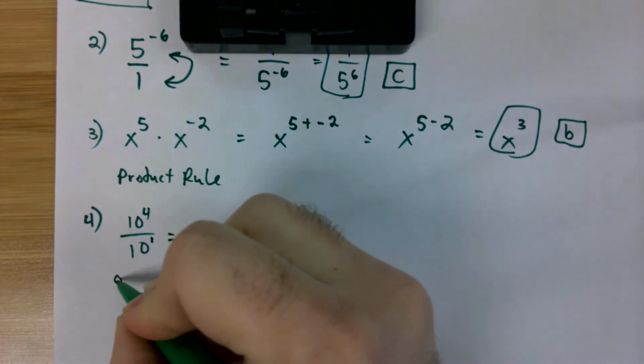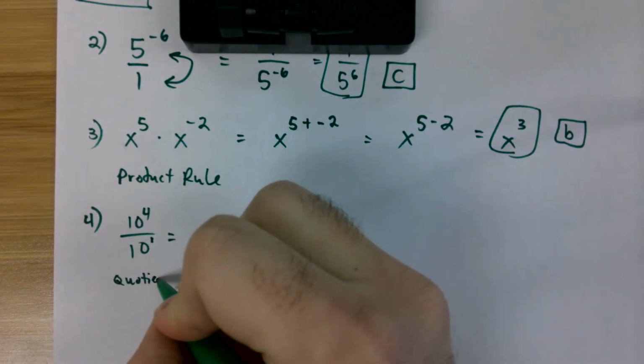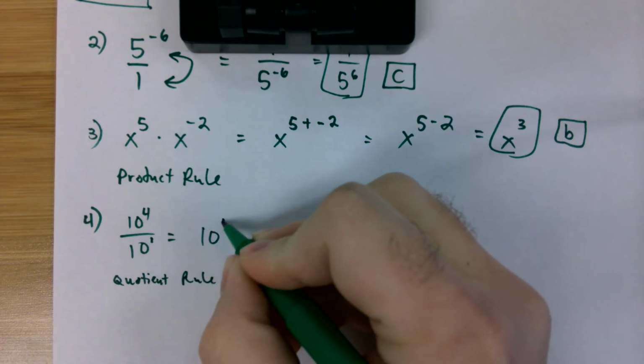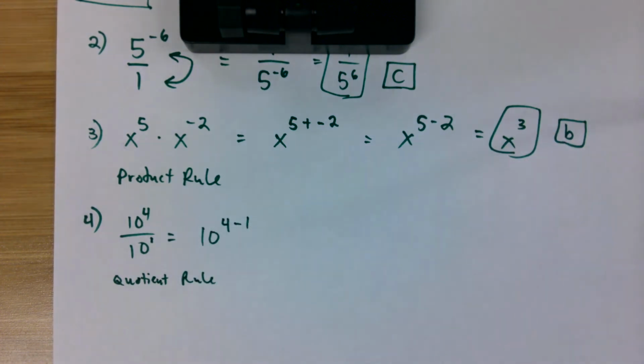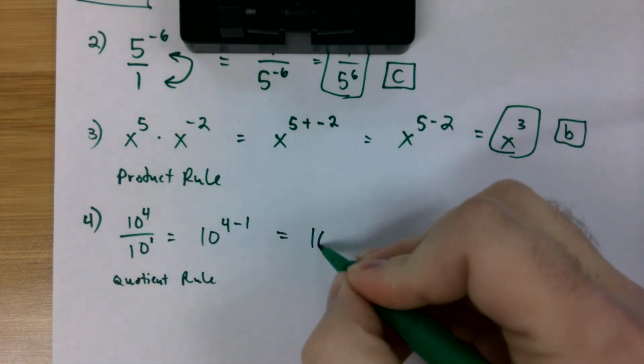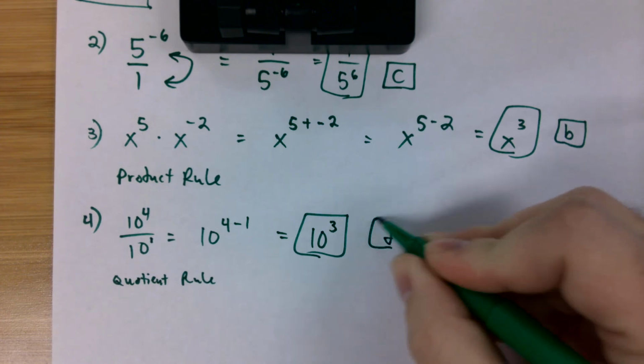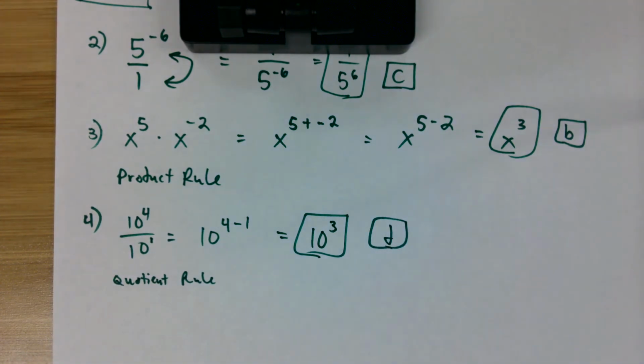Now we're going to use the quotient rule because we're dividing our like bases. And that means we're going to subtract our exponents downward. 4 minus 1, giving us 10 to the third, which is answer D. And I bubbled in red which one was correct on your quiz, so you know.